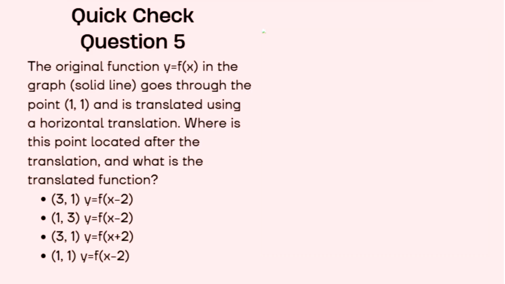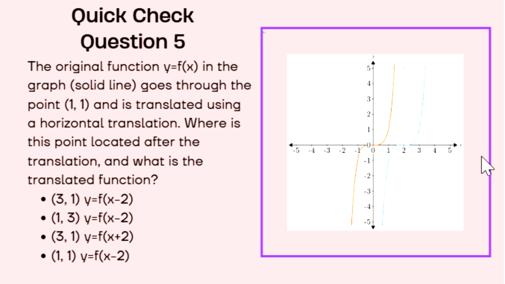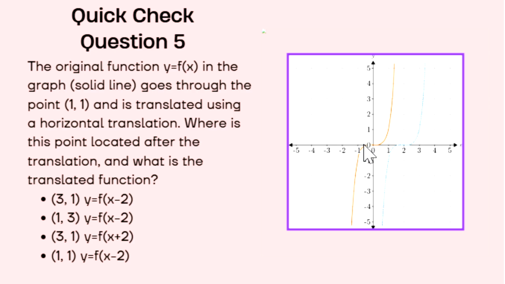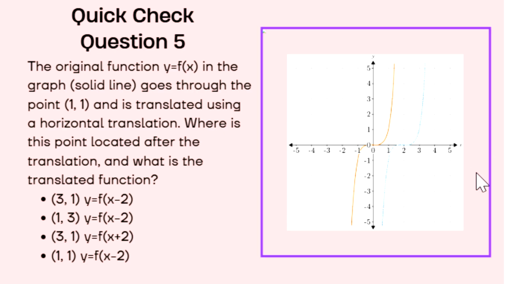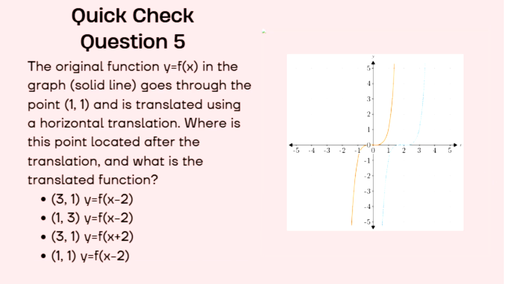Quick check question number 5 is missing its graph. Okay, the original function y equals f of x in the solid graph line, so this is the orange line, is the original function. Does it go through the point 1, 1? Yep, it does. So this is the original function. And it's translated using a horizontal translation. We're going from orange to blue. Where is this point, 1, 1? I will mark it for you. Where is this point right here located after the translation? And what is the translated function?